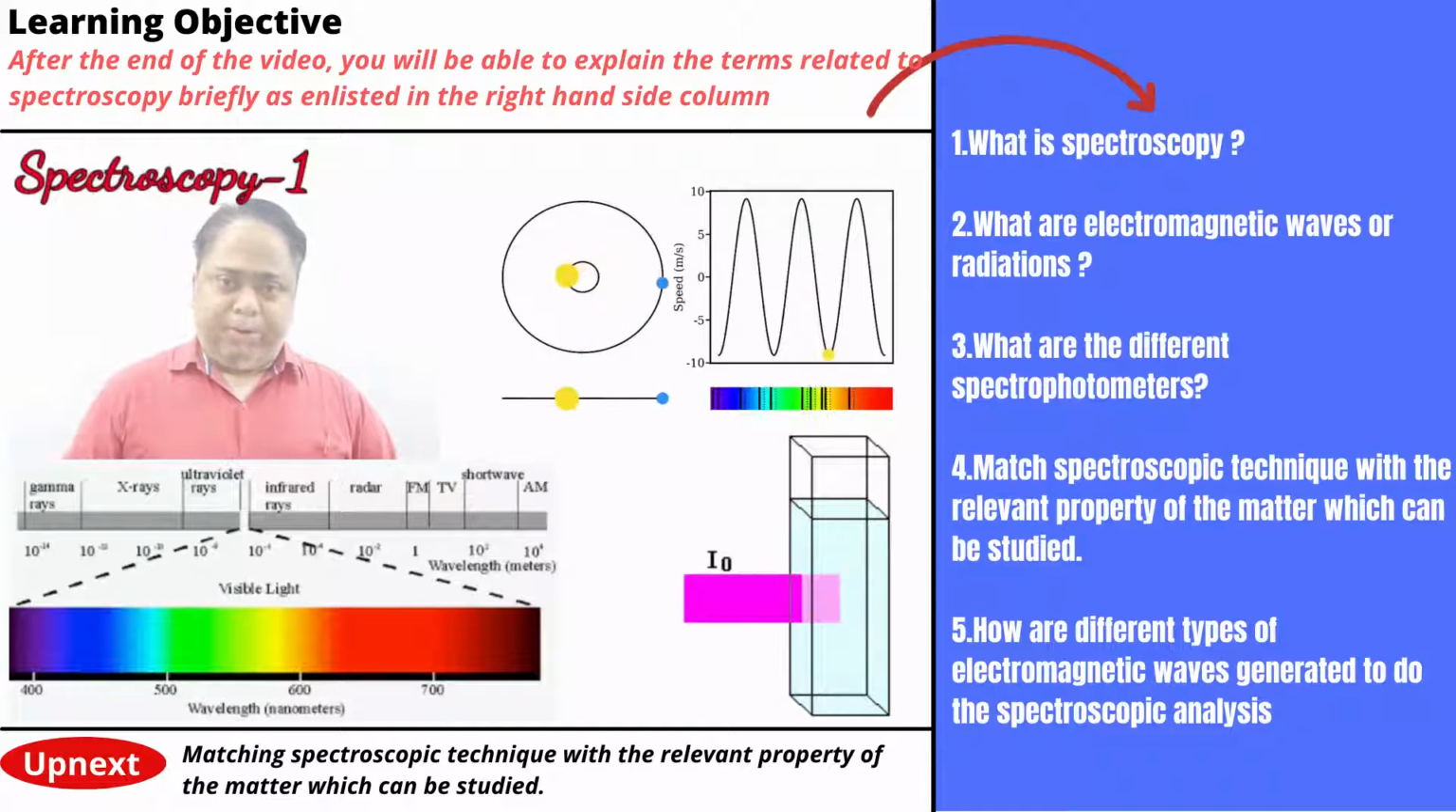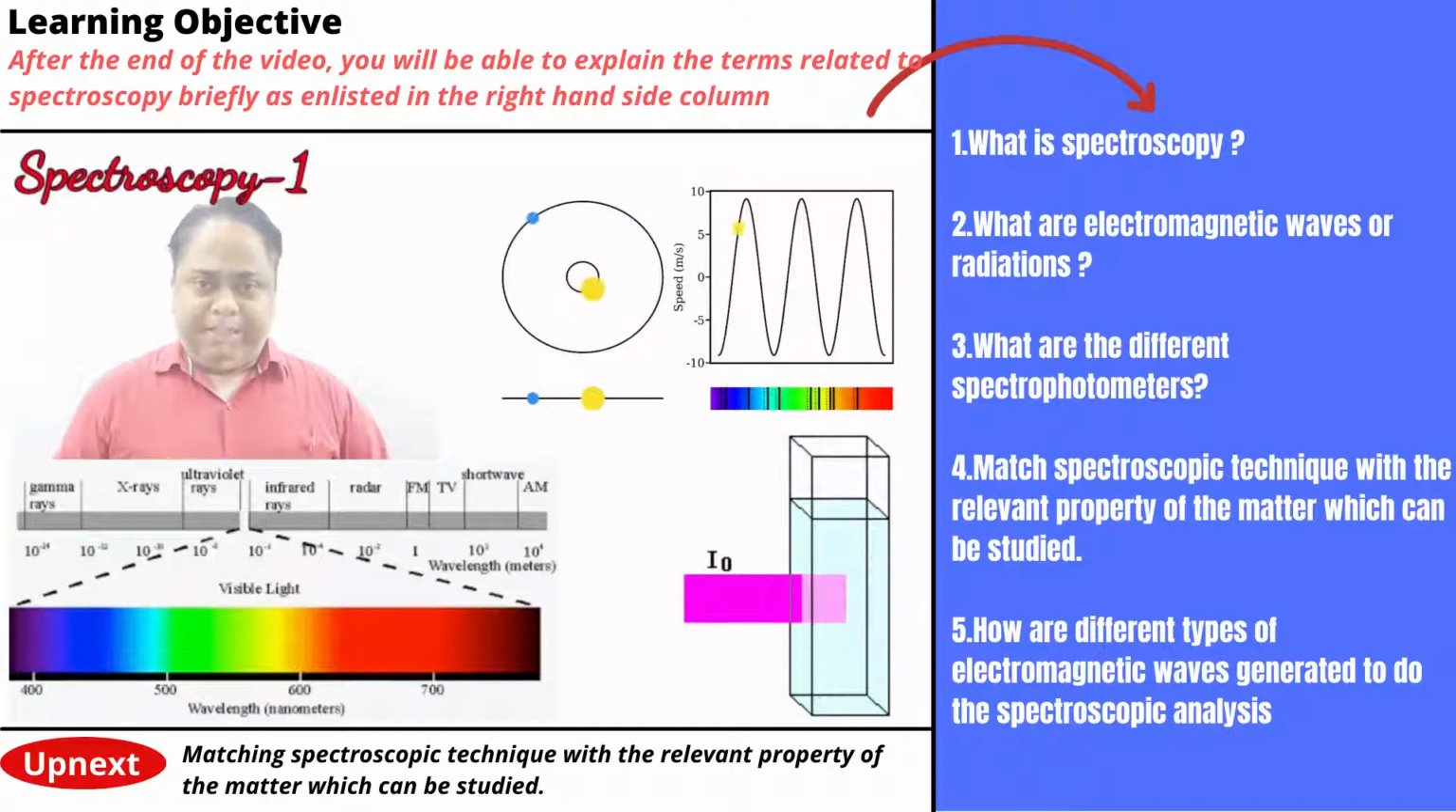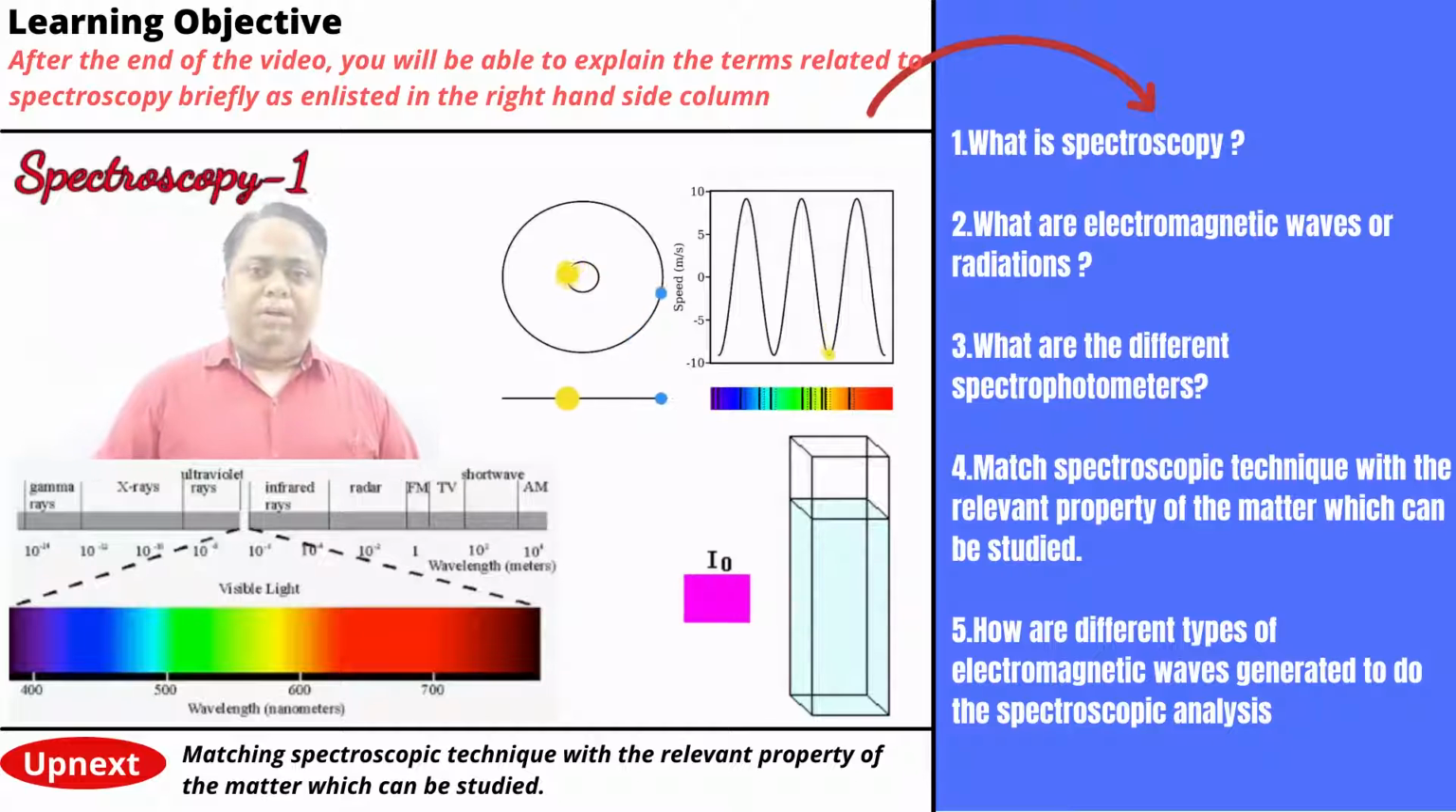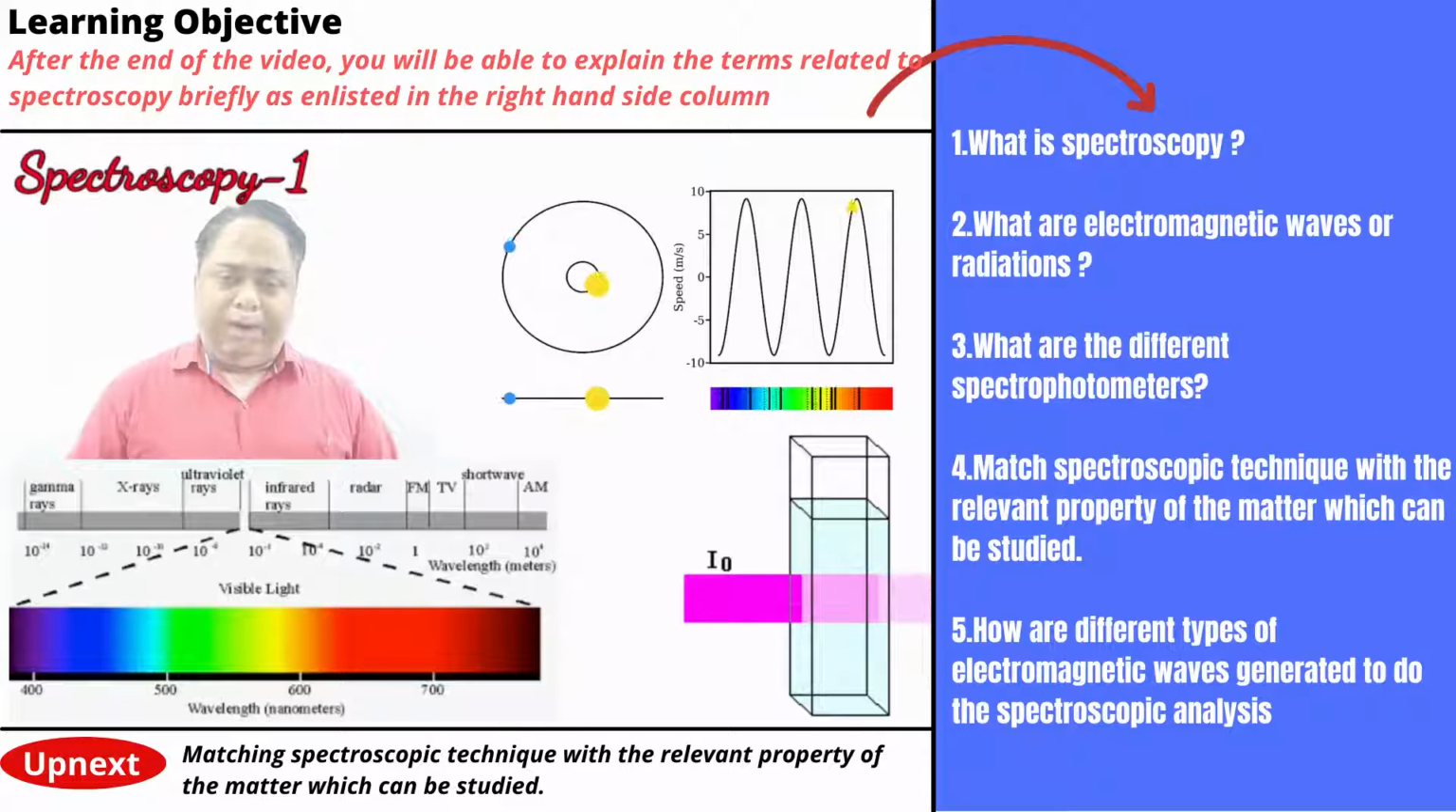So spectroscopy, as I said, is a method to analyze a chemical species by passing electromagnetic radiation of suitable wavelength through it and studying its interaction with the atoms and its electrons, protons and other subatomic particles. So we have to study each of these spectroscopic methods one by one.